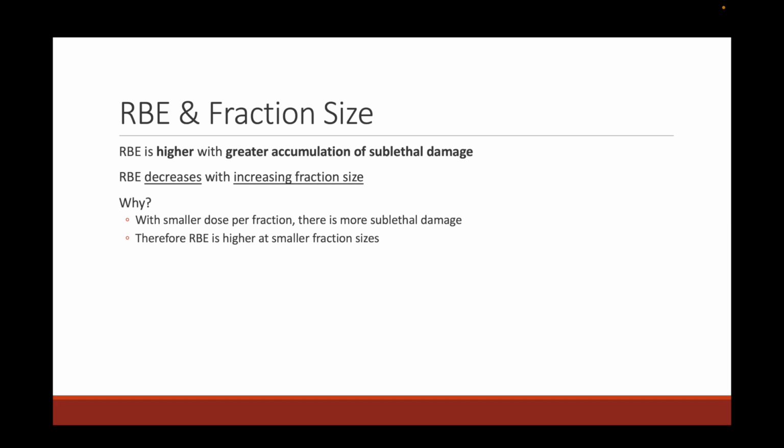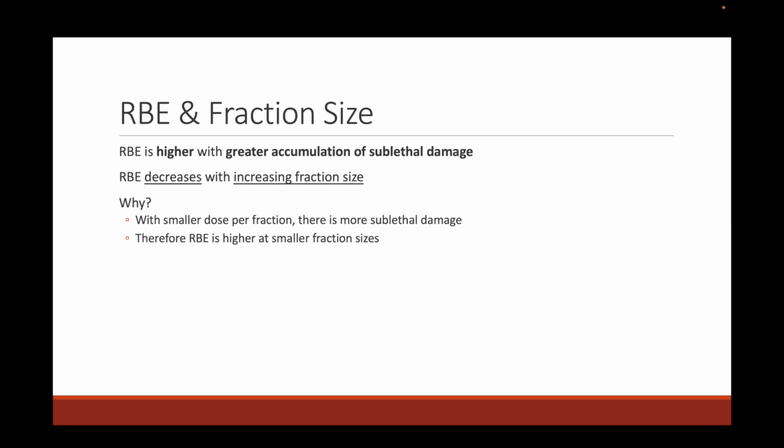And why is that? With a smaller dose per fraction, we allow for more sublethal damage. And therefore, at smaller dose per fraction, the RBE is actually higher. And as we get to higher and higher dose per fraction, the RBE actually decreases. So this can be very complicated to understand if you overthink it. Just remember, RBE is higher with greater amounts of sublethal damage.